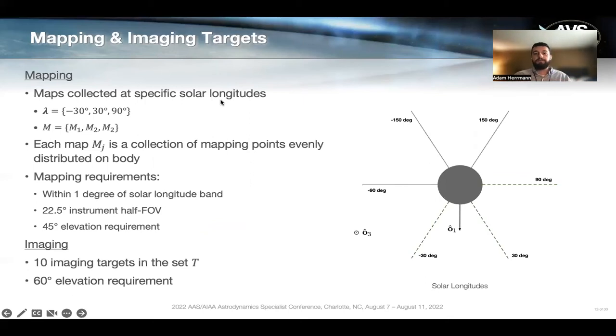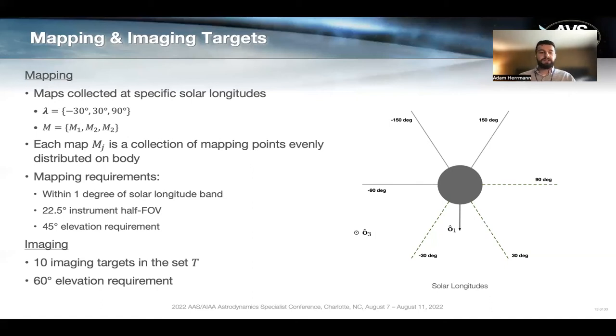So some more detail on the mapping and imaging targets themselves. Like I mentioned, there are 3 maps that need to be collected. These are collected at specific solar phase angles. Each map is really just a collection of points evenly distributed on the surface of the body. And we have several mapping requirements as well. The spacecraft must be within 1 degree of the solar longitude of the desired map. The instrument also has a 22.5 degree half angle field of view. And the spacecraft must be within 45 degrees of each mapping point to successfully collect it. So all of those conditions must be true for mapping.